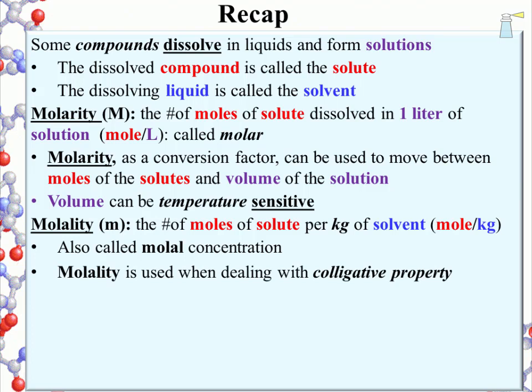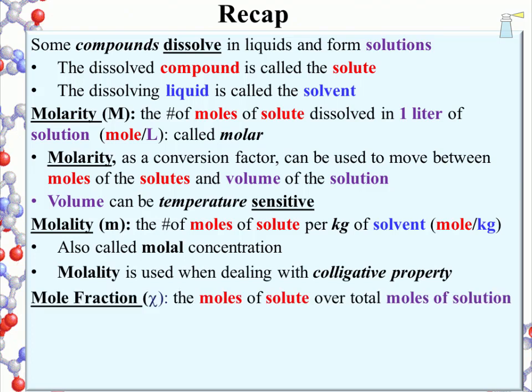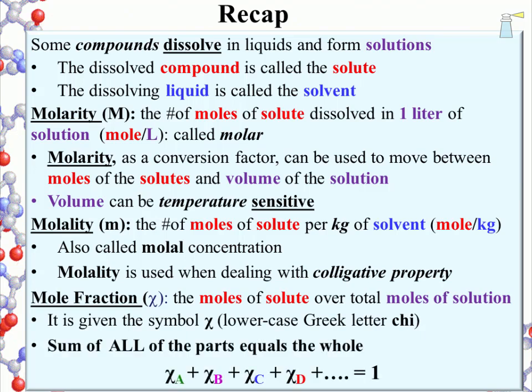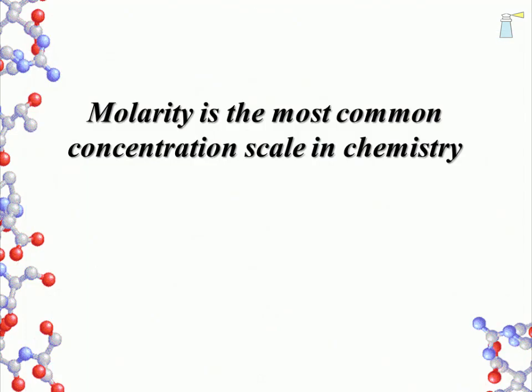Molality is used when dealing with colligative properties. The third concentration scale is called the mole fraction. It is the moles of solute over total moles of solution or mixture. It is given the lowercase Greek letter chi as a symbol. Since it is a fraction, it follows the sum of all parts equals the whole. That means adding all the mole fractions together has to equal 1. And that concludes our lecture. While we covered 3 concentration scales, molarity is the most important scale used in chemistry, and that one should get your focus.